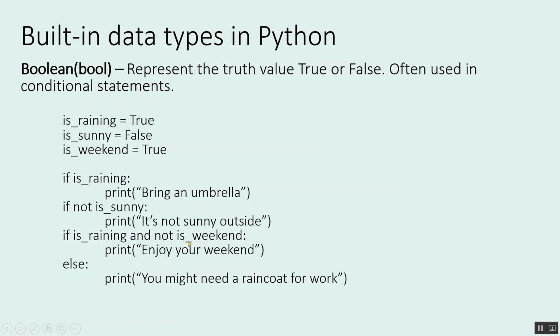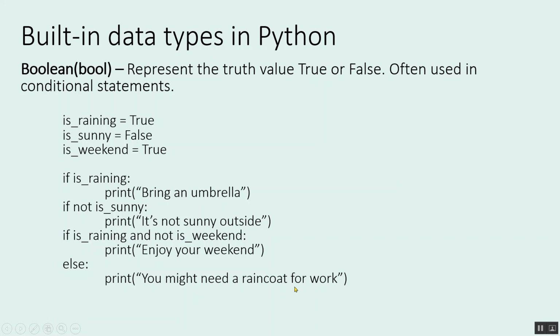If this is false, we will have true and false, which means that the whole evaluation of this condition is false. So we will not actually print enjoy your weekend because it is not weekend. Else, since it's not weekend, it means that you have work and it's raining outside, so you might need a raincoat for your work. True and false. So that's why we got a false as a whole evaluation of this condition. That's why we will go to else, and then you need to print, you might need a raincoat for work.